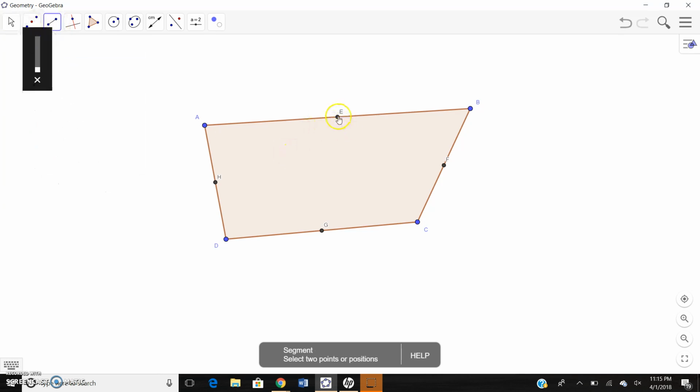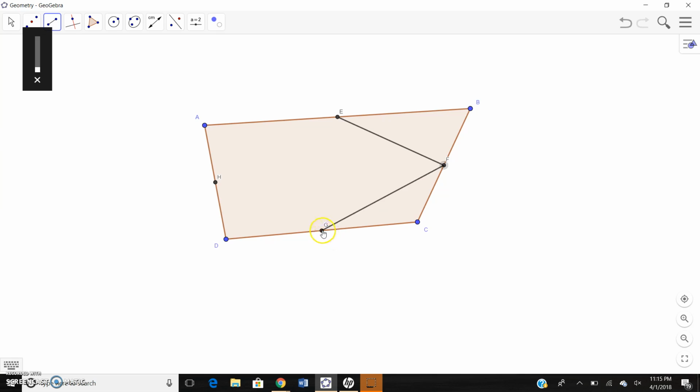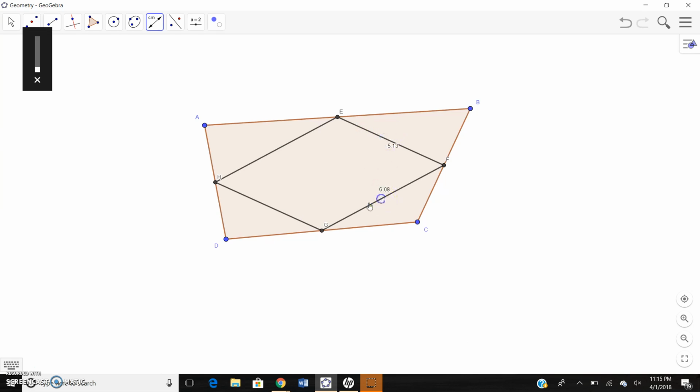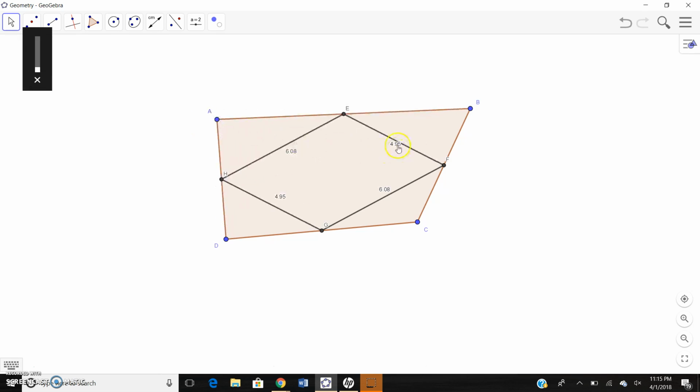Now, let's connect points E to F, F to G, G to H, H to E. And again, I'm just going to do some measurements here so I can observe and form conjectures. And so it looks like EF and GH are always going to be congruent because they are right now. So I'm just going to say that they're always going to be congruent no matter what happens to my quadrilateral.